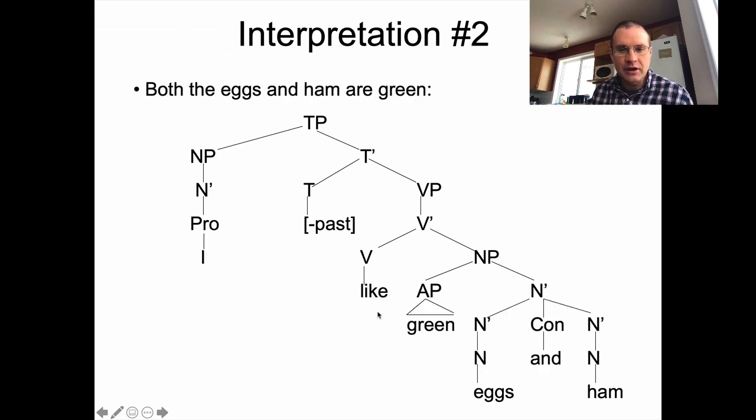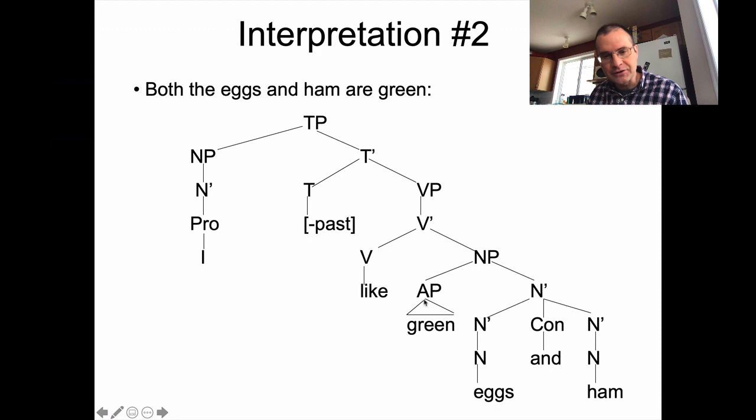I'm going to show you the other structure as well. In this case, the green is functioning as a specifier for this individual noun phrase, which breaks down to specifier in this N bar. And you can conjoin two N bars with each other too if you want. So I like green eggs and ham, where both the eggs and the ham are going to be green in this case.